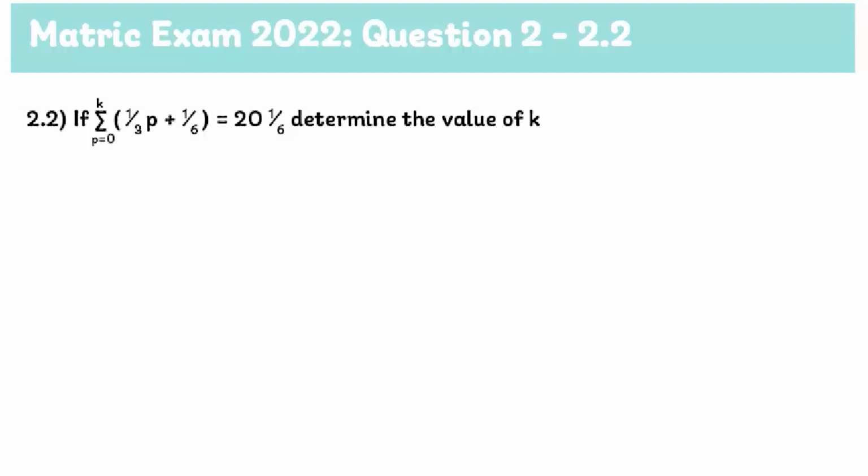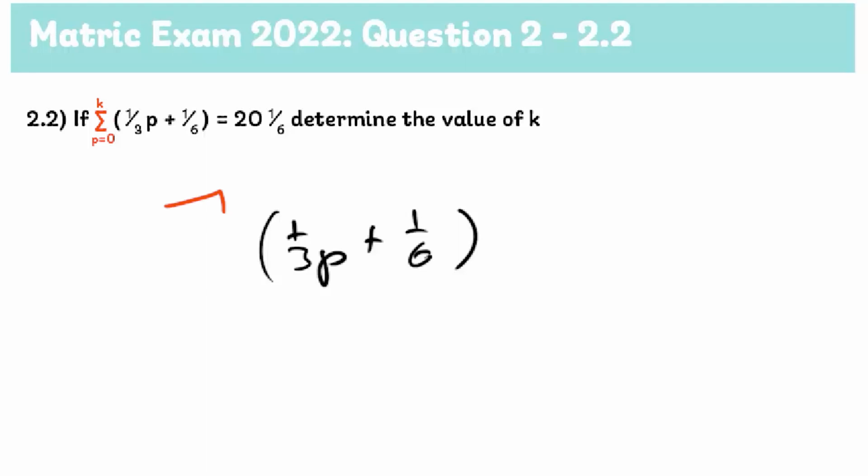On to question 2.2. If the sum of the term in brackets is equal to 20 and 1/6, determine the value of k. Before we do that, let's quickly summarize. The term is that part in brackets, so it's 1/3 p plus 1/6. P is nothing other than a variable, which means it's a placeholder, which means we can put a value in there and it'll change the value or the outcome of the equation in brackets.